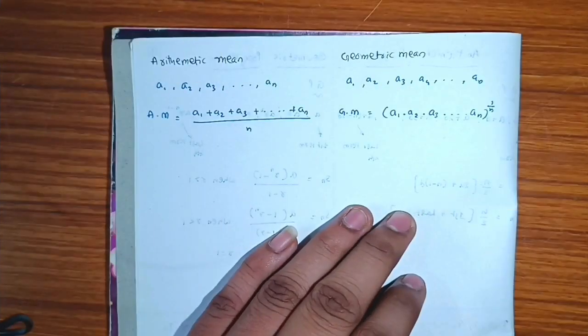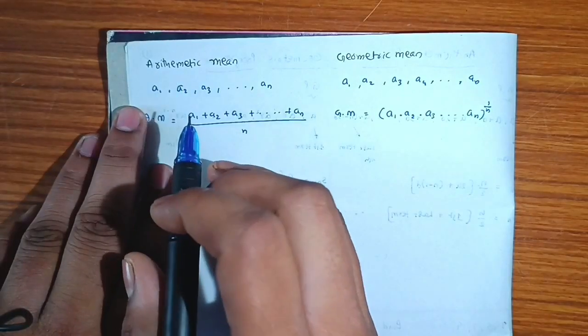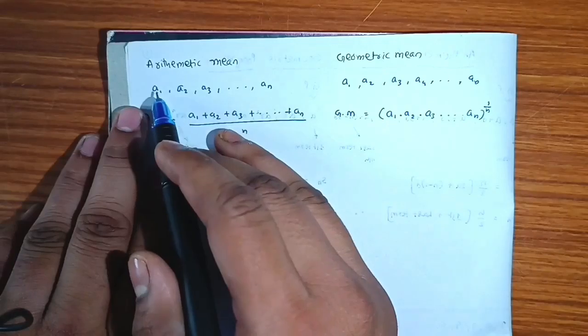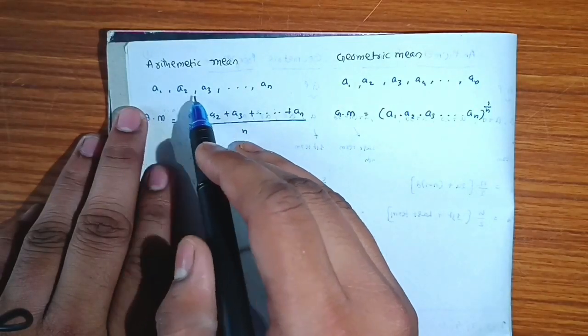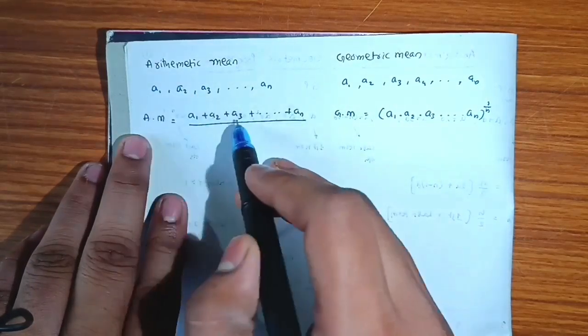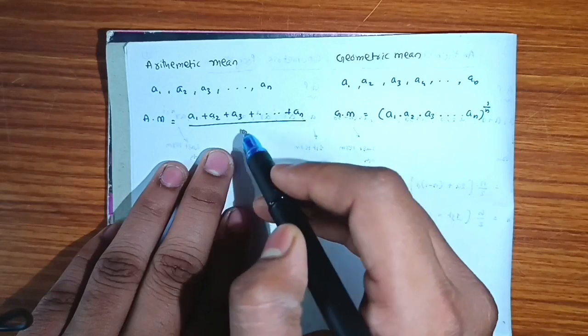Now let us move to one basic concept. When the question asks to find the arithmetic mean or the geometric mean, if the terms are a1, a2, a3, and so on up to an, then the arithmetic mean formula is: you need to sum all the terms and divide by the number of terms, n, the total number of terms.